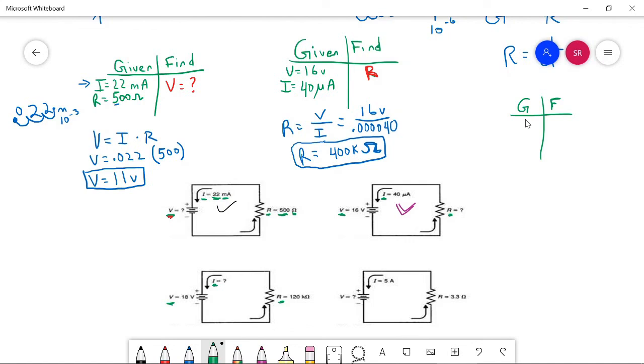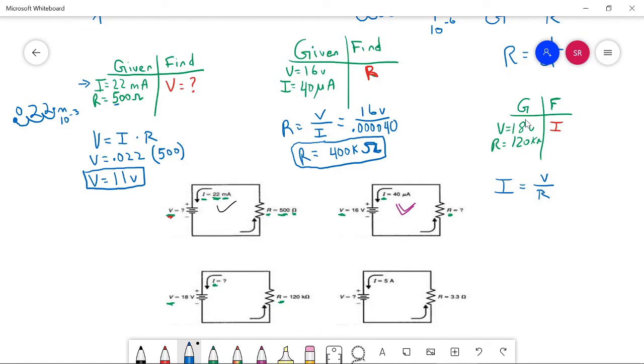So what's given? My voltage is given, right? It's 18 volts. My resistance is given, right? How much is my resistance? 120k ohms. It's a lot of resistance. And what do we have to find? Well, in this case, we're finding I, and I is for current. Now, what's my formula for current? How do I find I? Well, we know it from the past. I is equal to, you guessed it, V over R.